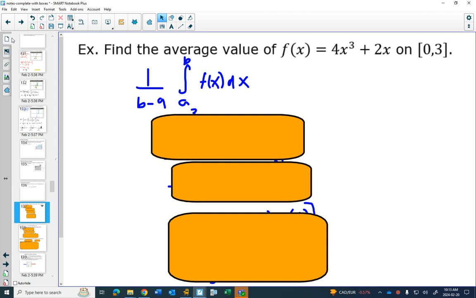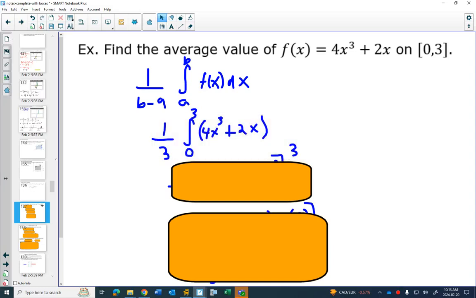Plus 2x. Well, our average formula says we do 1 over b minus a. So b minus a is the difference here. It's just going to be 3. And then we do the integral from a to b of f of x. So we set that up with our numbers in there.